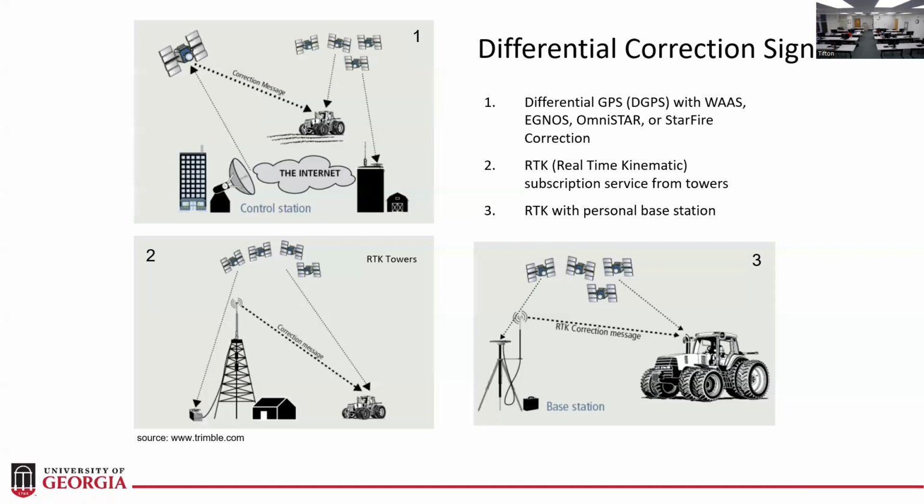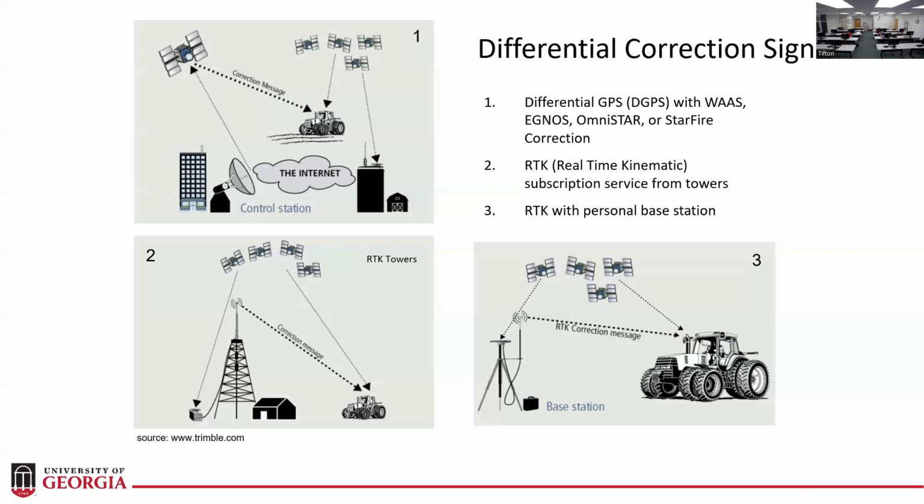And a geostationary satellite is fixed in space. It's synchronized with the rotation of the Earth. So in every place you look, it seems like it's fixed. And the role of the satellite is to broadcast this correction message.